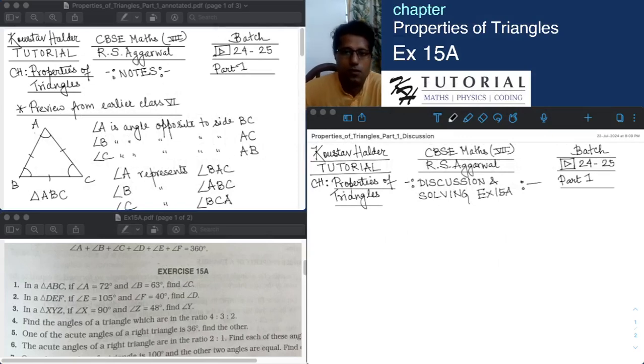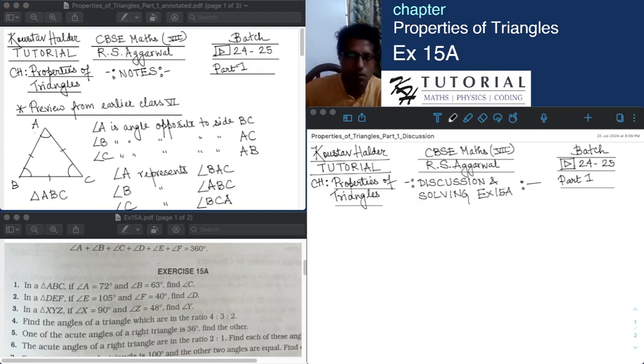Okay, so I have my rough notes prepared on the left hand side, and in the bottom left corner you will see I have the scanned copy of the problems from exercise 15A from the textbook of author R.S. Aggarwal. On the right hand side, on the canvas, I will discuss all the concepts of this video and we'll solve the problems from exercise 15A.